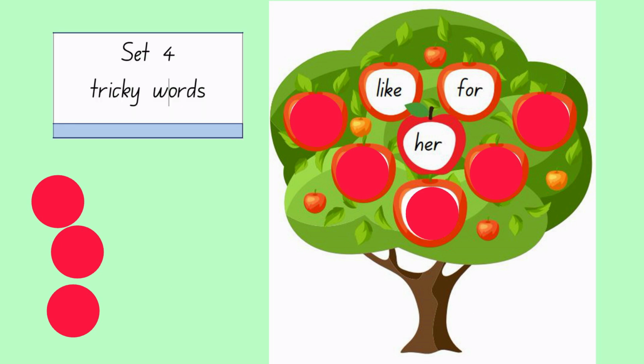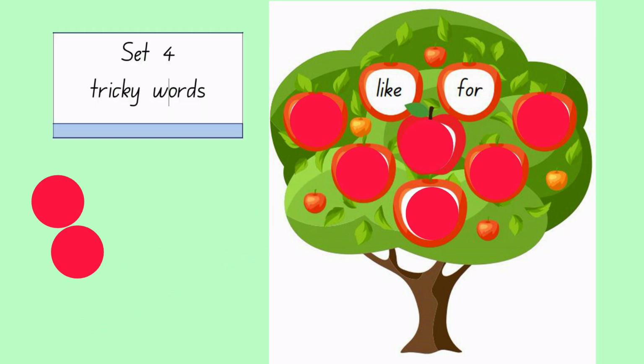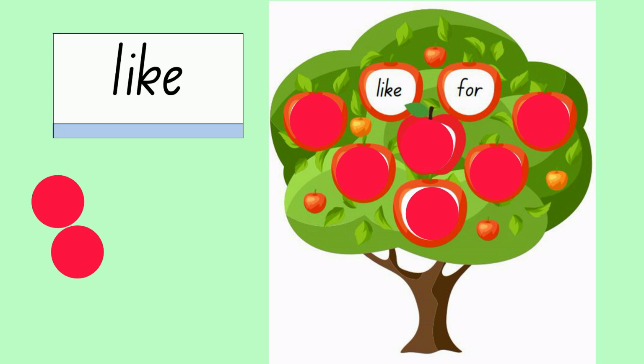And turning over the next card, her. Let me check the tree. Yes, I have her in the middle. I'll cover up her. Only two to go. Like. Let me see. Yes, there's like. I can cover up like.